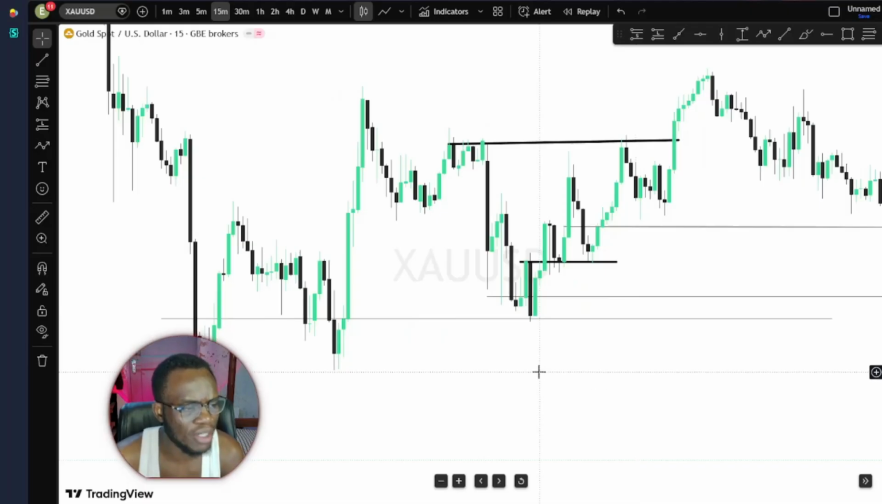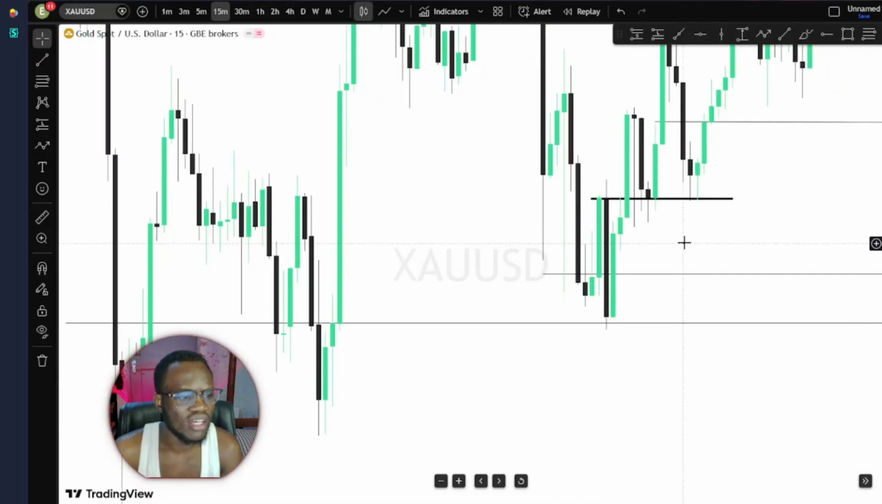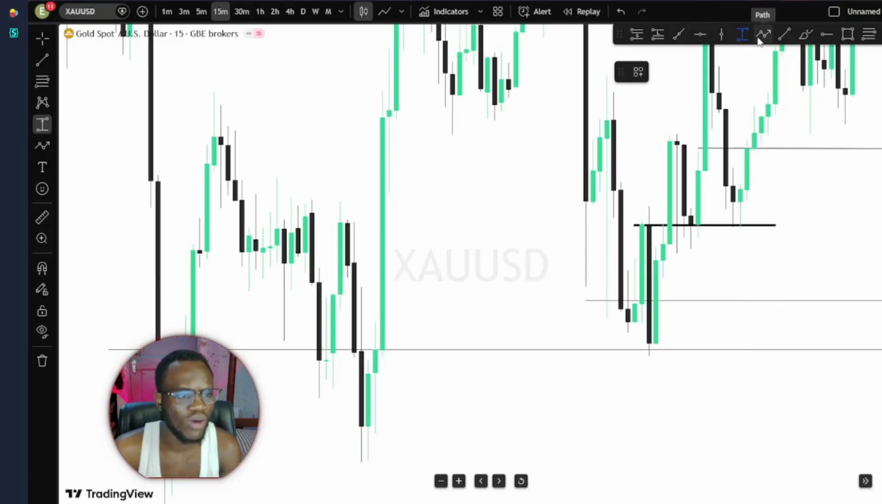What do we mean by a confirmation candle? A confirmation candle is a candle that you see here. What do we see? We can see that market came like this. Now here it was a support zone around here. It was a resistance. Market rejected around there. It came back down, then it finally broke out.